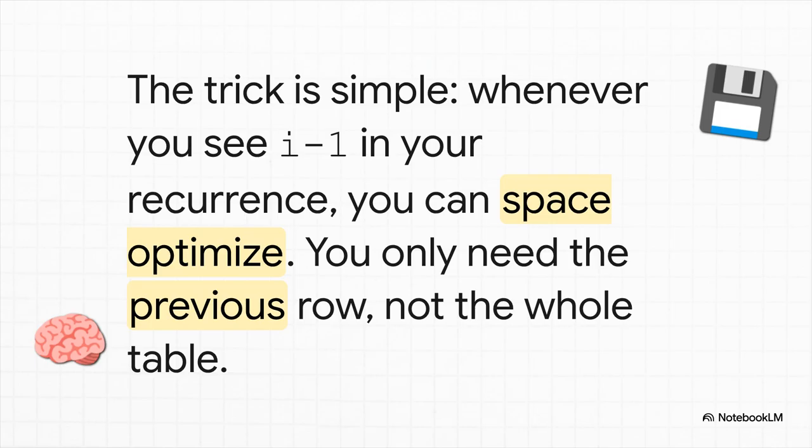And this is where things get really clever. When you're using tabulation and filling out that table of answers, you have to ask yourself a critical question. To figure out the next answer, do I really need all the old answers, or do I just need the one I just calculated? If you only need the most recent results, you don't have to store the whole table. You can get by with just a couple of variables, which saves a ton of memory.